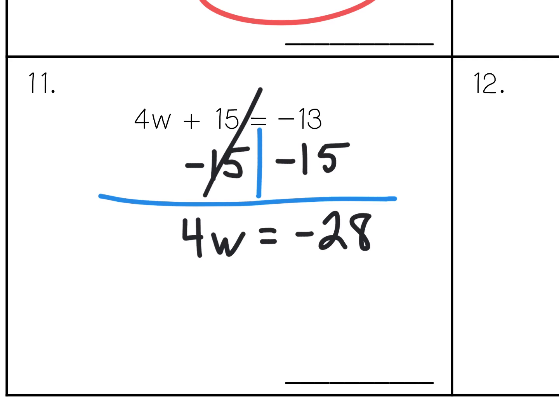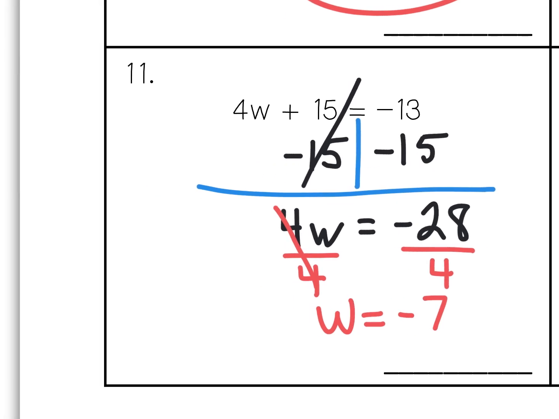Okay, now, Israel, what should I do next? How do I get the W by itself? Okay, why am I dividing by 4? Because 4 is currently being multiplied by W. 4 times W. So what I do to one side, I do to the other. Those reduce. What's left? Okay, and what's negative 28 divided by 4? Negative 7.